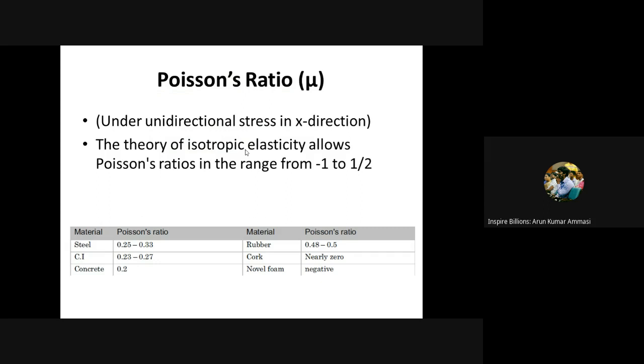In the theory of isotropic elasticity, this Poisson's ratio is mostly considered whenever a different type of material, or even the same type of material, is being used in construction and also in mechanical design. The range of values taken is -1 to 0.5. And here are a few values of Poisson's ratio of materials, from steel to cork.